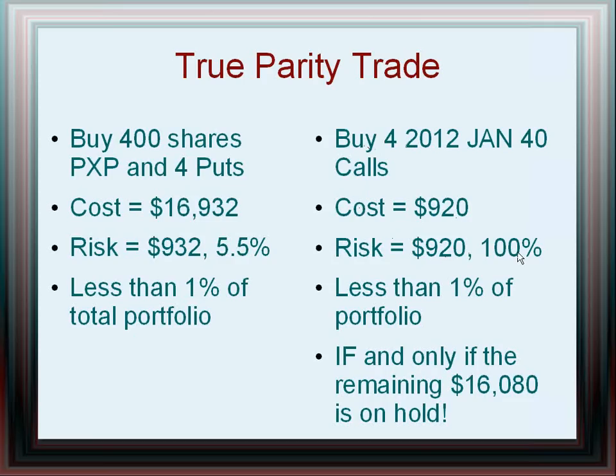Your risk is $920 or 100% of what you invested, and still less than 1% of your portfolio. You're risking less than I am on the married put. But this is only a true parity trade if and only if the remaining $16,080 in your account is on hold. You don't use it for anything else. You don't buy other calls. You don't use that as leverage to do some of the credit spreads or debit spreads.